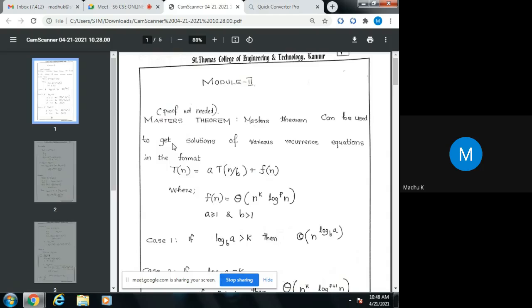Master theorem can be used to get solutions of various recurrence equations in the format T of n is equal to a into T of n by b plus f of n. Okay, so what is the use of a master theorem?